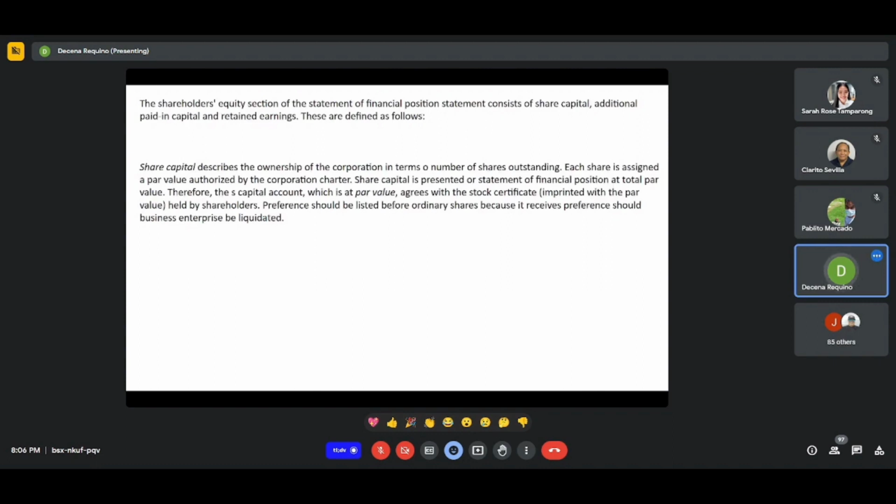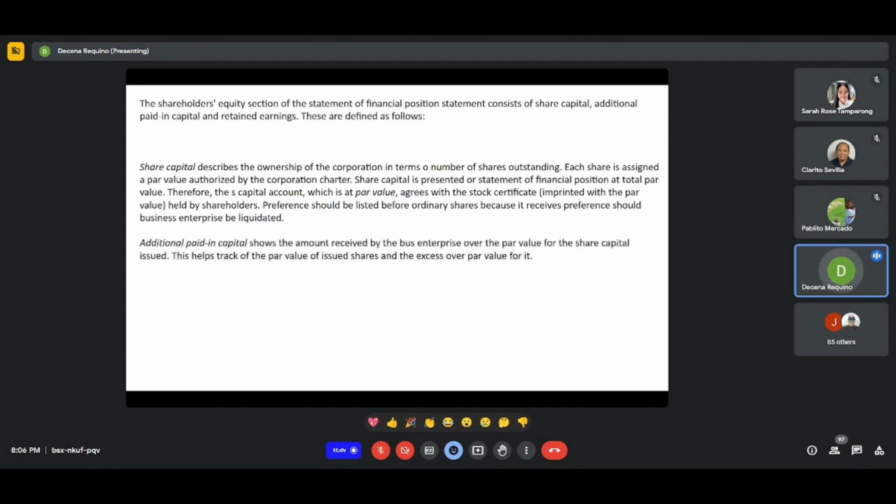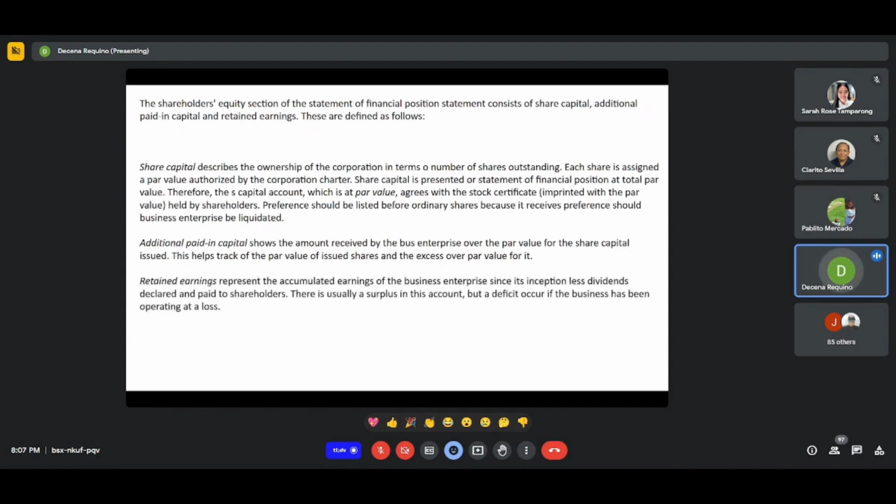Pag sinabi natin share capital, it describes the ownership of the corporation in terms of a number of shares outstanding. Pag naman additional paid-in capital, it shows the amount received by the business enterprise over the par value for the share capital issued. This helps track of the par value of the issued shares and the excess over par value for it. And then yung retained earnings, it represents the accumulated earnings of the business enterprise since its inception, less dividends declared and paid to the shareholder.